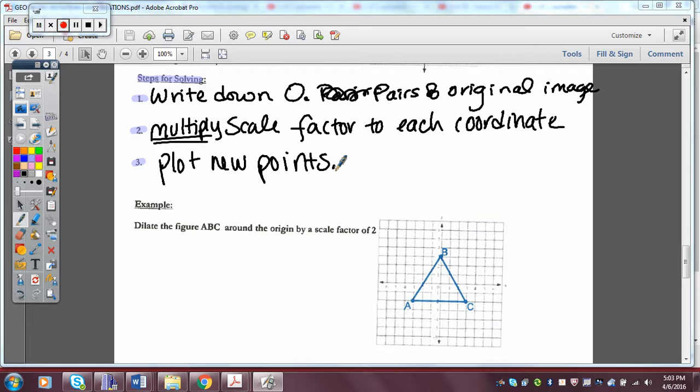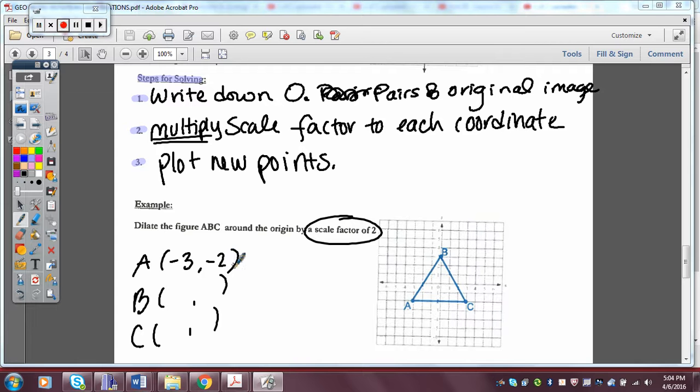So if I look at this first example, ABC, I'm dilating around the origin with a scale factor of 2. So I'm going to write down A, B, and C. I want all those ordered pairs. A's ordered pair, -3, -2. B's ordered pair, 0, 3. C's ordered pair, 3, negative 2.